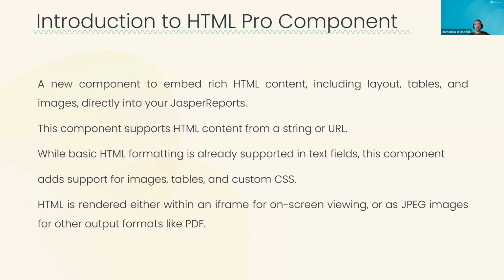We were already able to render some basic HTML in a text field, but there were some limitations in this case. Now with this component, we can add support for images, tables, and custom CSS as well. The component is rendered using an iframe for on-screen viewing, so if you are running your report within Jaspersoft Studio or your Jasper server, or else it will be rendered using a JPEG image for other kinds of outputs like PDF.